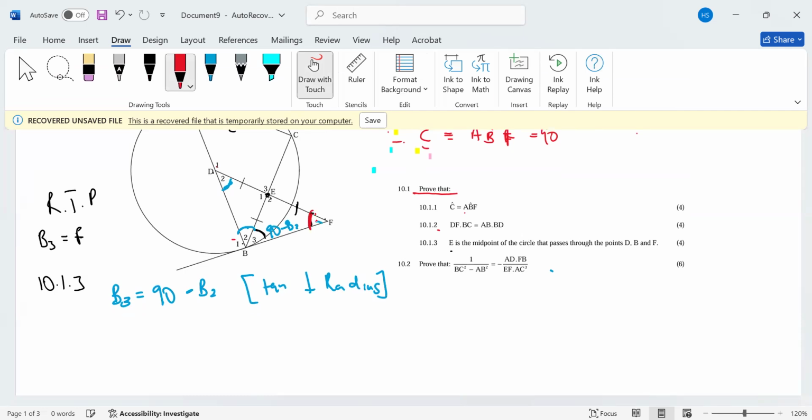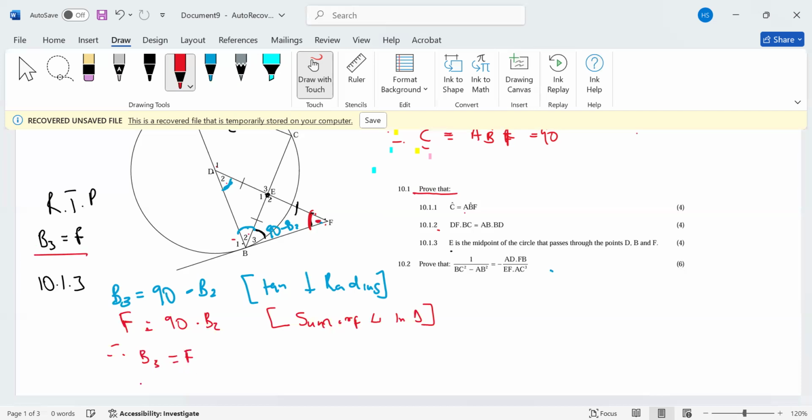And then when they ask us what we know from similar triangles, we did prove that this angle was equal to 90 minus B2, because we said this one plus this one plus this one. So F, we can use this reason, which is F equal to 90 minus B2. We can use similar triangles. Oh yeah, let's use sum of angles in a triangle. Yes. Therefore, B3 is equal to F, which is what we're required to prove.